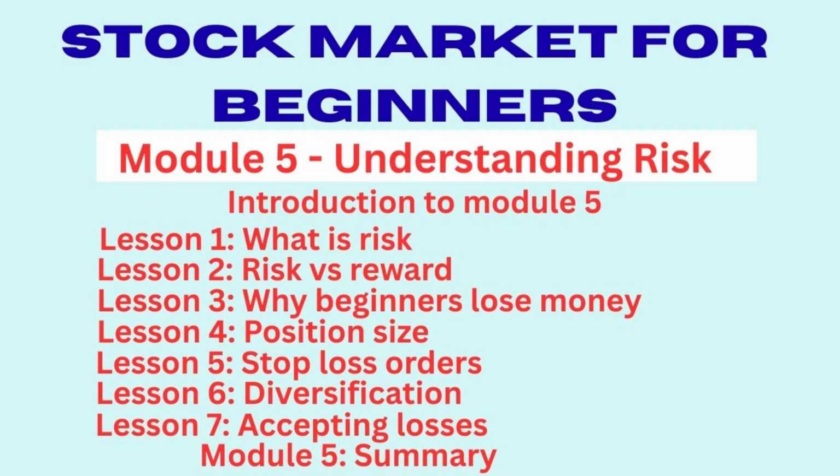Module 5. Summary. In this module, you learned: Risk is the chance of losing money. You must manage risk, not avoid it. Risk versus reward helps guide smart trades. Position size protects your account. Stop losses limit damage. Diversification reduces exposure. Losses are normal and must be accepted. This module may be the most important one so far. Because in trading, survival comes first.